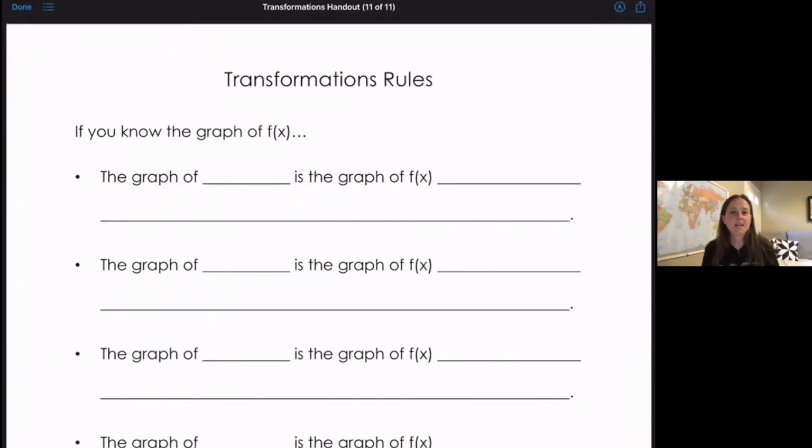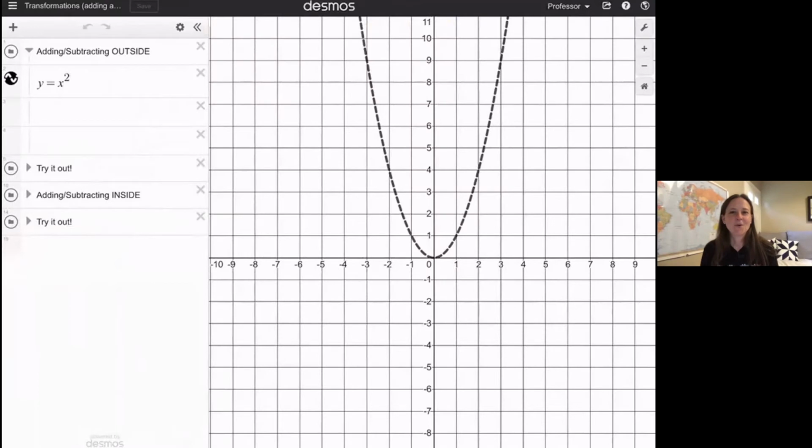So this is the second handout that you'll see posted on Blackboard, this transformation rules handout, and we're going to fill this out today, just kind of looking at what happens to a graph when you alter the formula of it just a little bit. All right, you will also find this Desmos link on our Blackboard page. We're just going to use this to investigate what happens when we start messing around with the formula of a function.